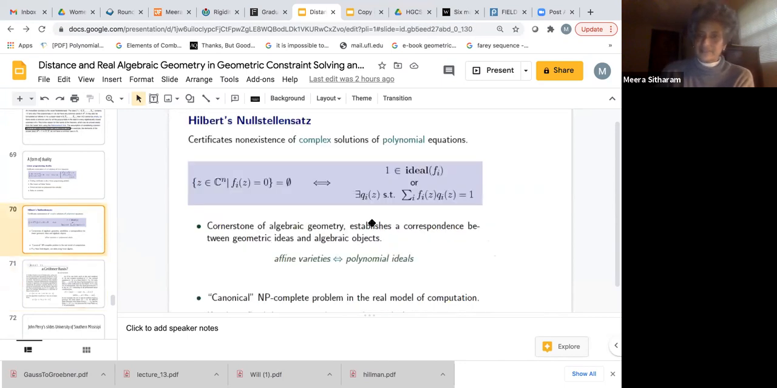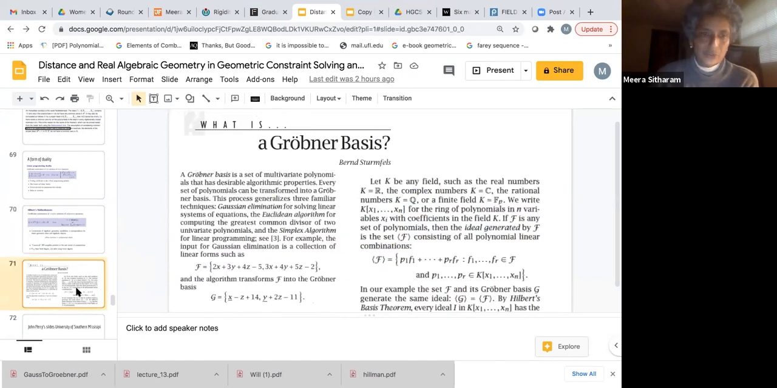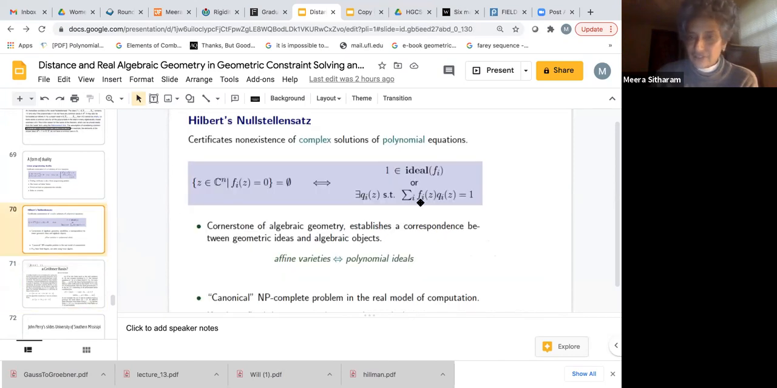you can think of the job of finding these q_i, these multiplying polynomials, so to speak, such that the sum of q_i f_i is equal to 1. If you want to establish that there is no solution, one of the ways to do that is to use these Gröbner bases, right? So in other words, you are going to take your set of polynomials and massage them into a form so that finding this becomes easy.